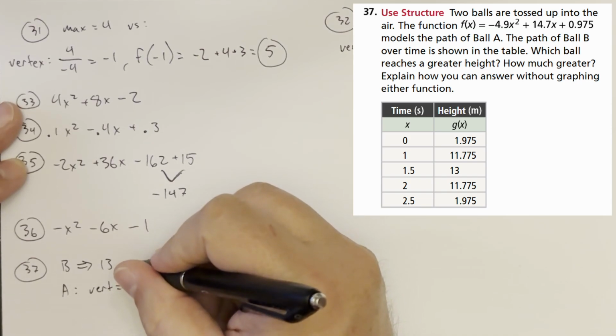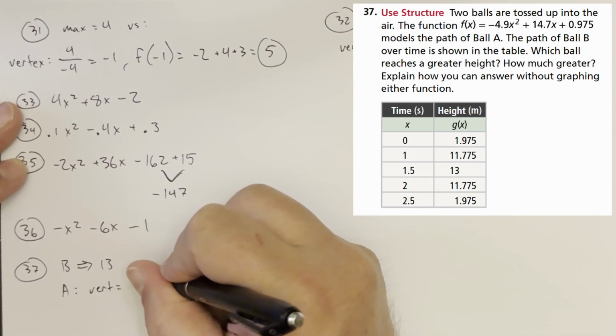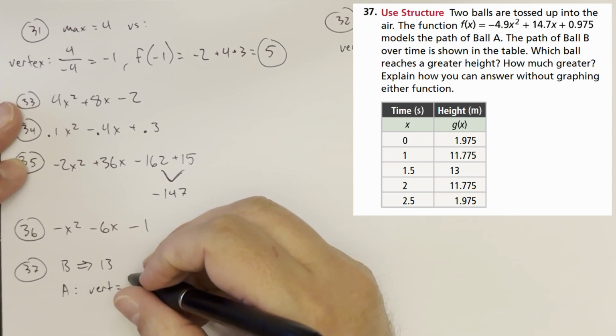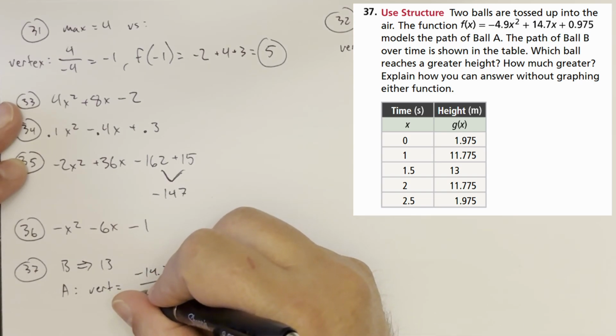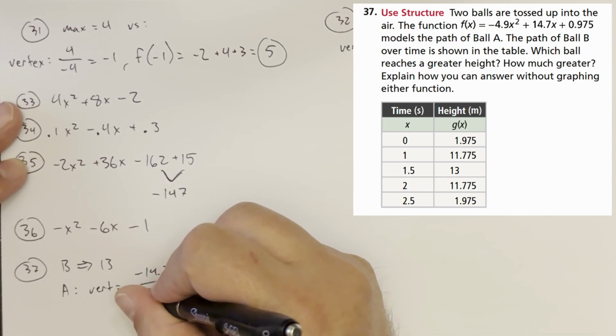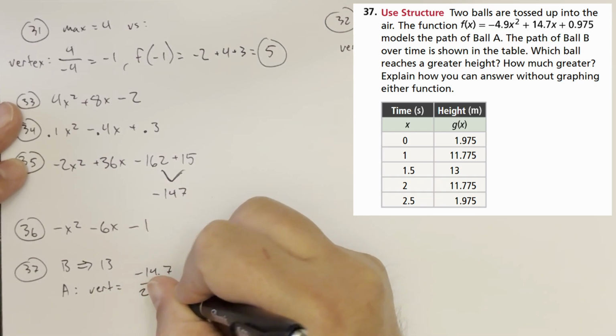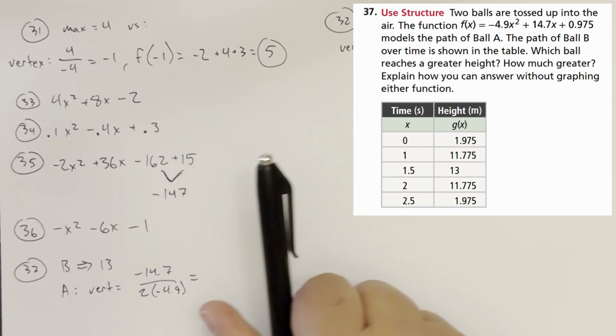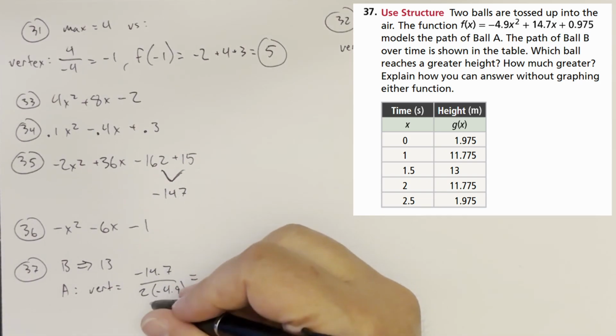I'm not going to graph, so that's easy. You just do the algebra. We can see B reaches a maximum height of 13. That's the third row in the column. For A, we need to find the vertex. So we do negative b over 2a, so negative 14.7 over 2 times negative 4.9.